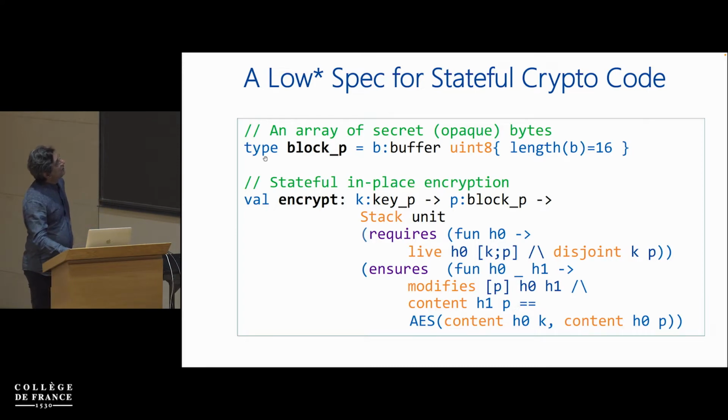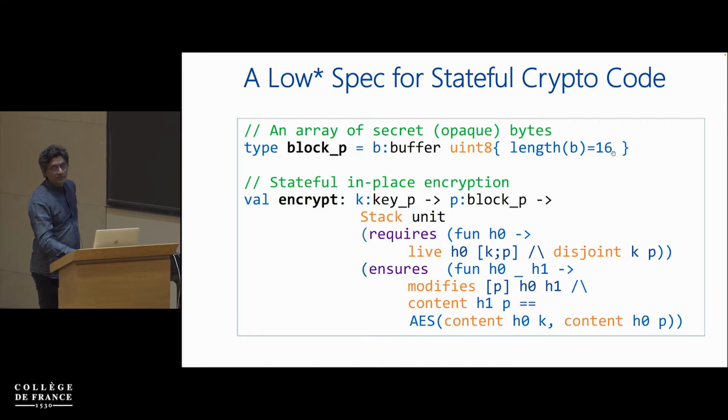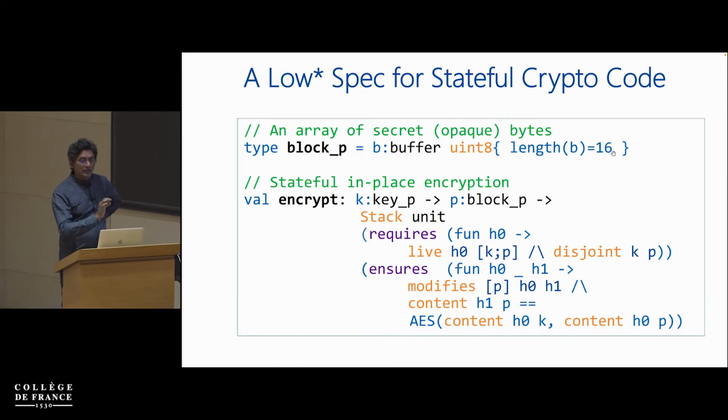In this code, we define block P as basically a pointer or an array of bytes. So we're saying it's a buffer. Buffer is our terminology for mutable arrays, a buffer of uint8s whose length is 16. So this is actually a mutable array, not an immutable array like bytes, and it contains uint8s.